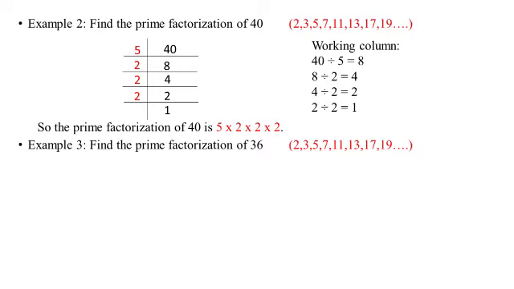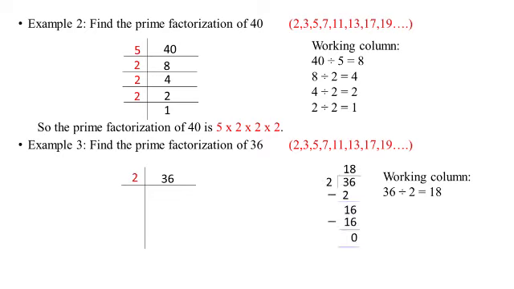Since 36 is an even number, so 36 is divisible by a prime number 2. On dividing 36 by 2, we get 18. For bigger numbers, you can use long division to find the quotient. Now we write 18 below 36. Here 18 is an even number. So again we divide by 2. So 18 divided by 2 is 9, which we write below 18.